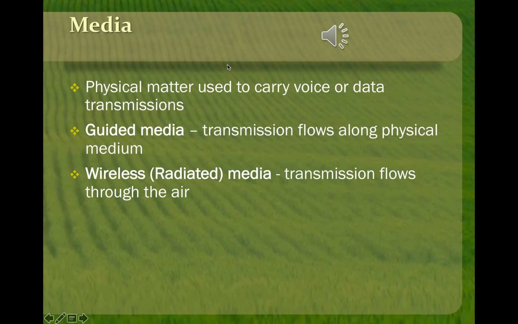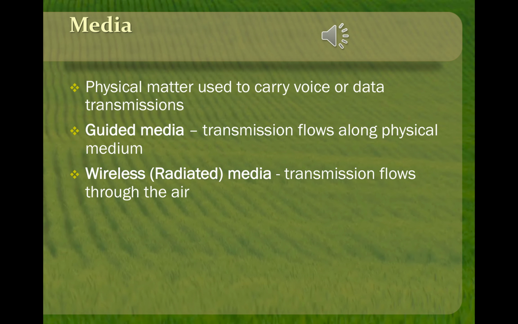Now let's talk about media. It is the physical matter or physical objects that are used to carry voice or data transmissions. So it's your wires, it's your physical devices, your switches. That's the physical matter that makes up media.